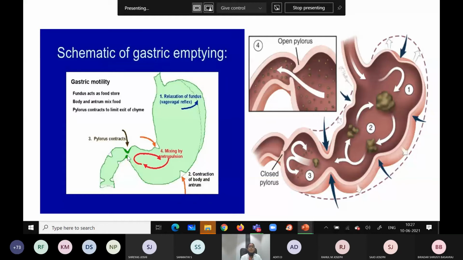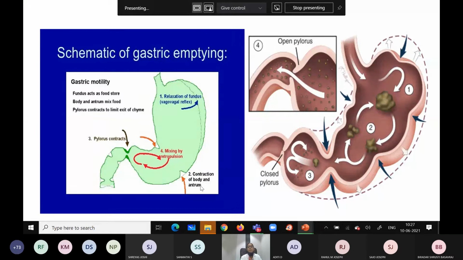Okay, so the pylorus contracts, so only a small amount of food should be released at a time. Food hits the closed pyloric sphincter and comes back. That helps in mixing, mixing by retropulsion. So food will rotate here, hit and come back. This retropulsion will cause proper mixing, grinding and sieving of food.